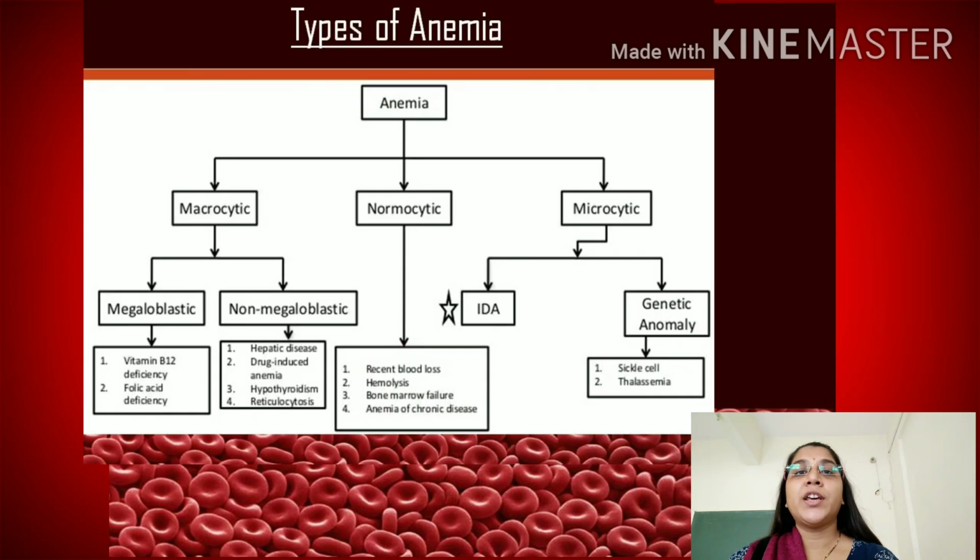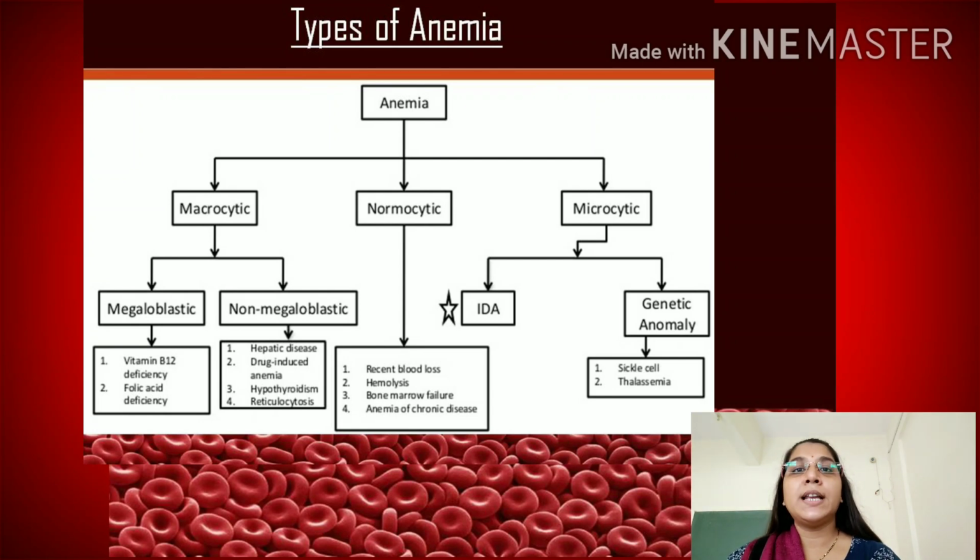Now, in anemia there are three major types: macrocytic anemia, normocytic anemia and microcytic anemia. These types are classified on the basis of the size of the RBCs. In an anemic condition, if the RBC size is getting enlarged, then it is known as macrocytic anemia. If the size remains normal, it is called normocytic anemia, and if the RBC size is decreased, it is called microcytic anemia.